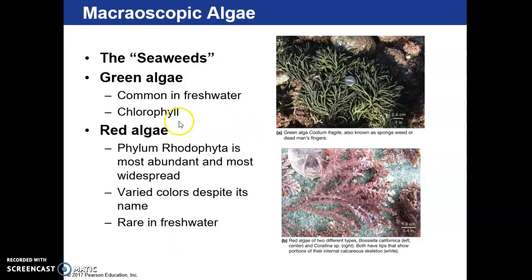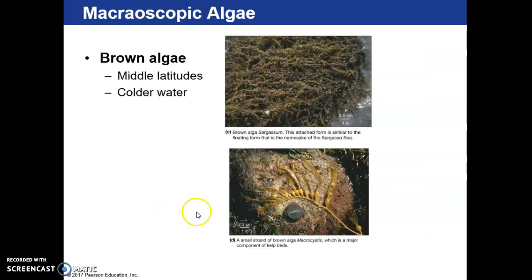And then you have your red algae. These are the most abundant and most widespread. And even though they're called red algae, they're not all red. And these are very rare in freshwater. So these are the ones that you're going to find in your saltwater environments. And so again, don't be confused by the fact that it says red. They're not always red. Brown algae are what you find in your middle latitudes and in your colder waters.